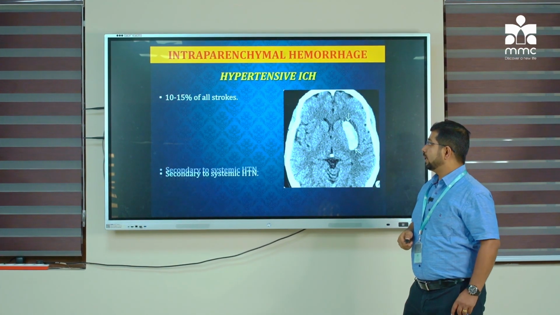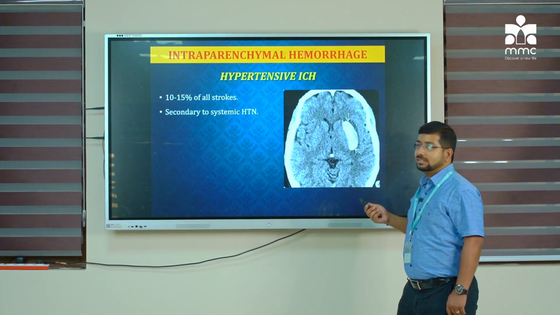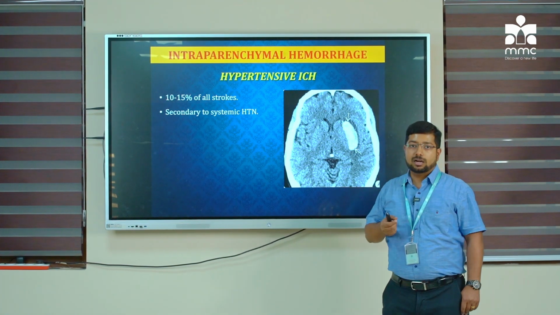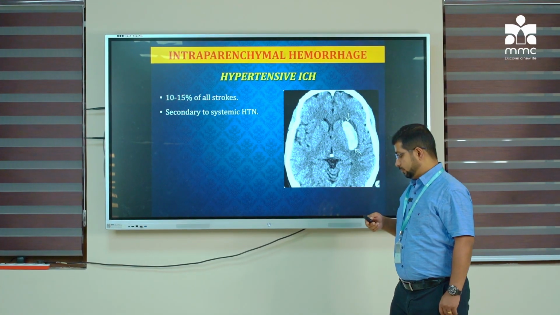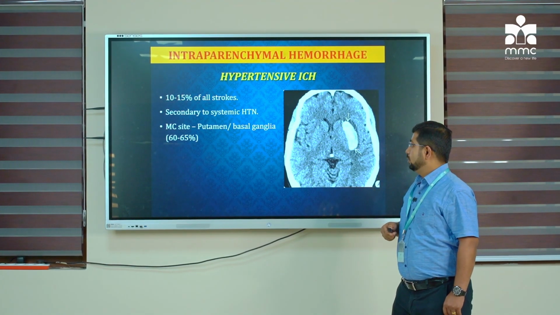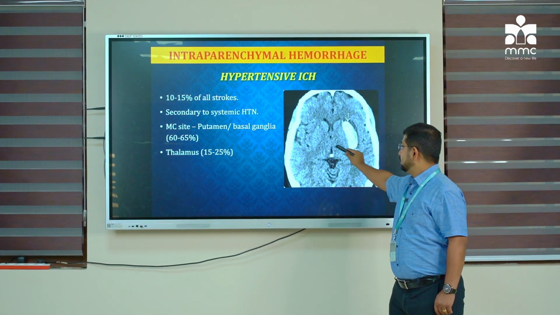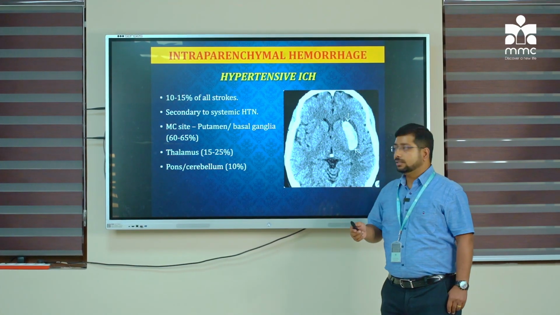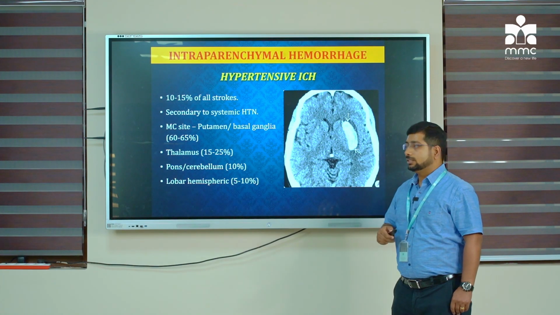So hypertensive intracranial hemorrhage is 10 to 15% of all the strokes. So what is the rest 80 to 85% of all the strokes? That is when the blood vessel gets occluded, it is called ischemic stroke. So this is 10 to 15%. Most common site is putamen, basal ganglia. Second most common site is in the thalamus. Then third is pons, cerebellum. Then lobar, any other place in the brain.